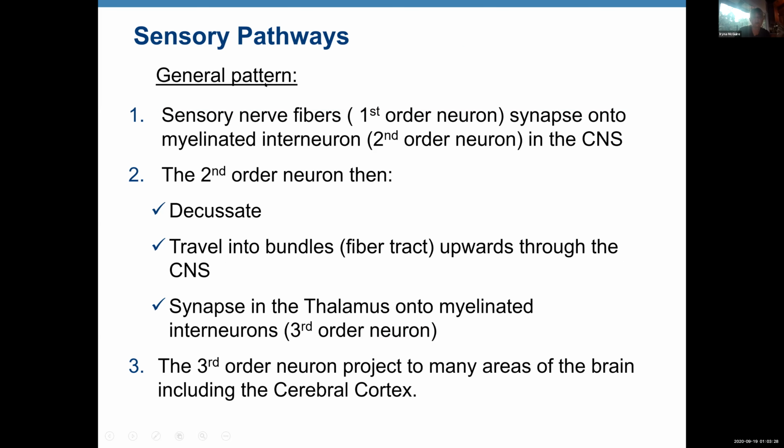Now, the sensory pathway general pattern. A sensory nerve fiber that we call a first order neuron synapses onto a myelinated interneuron that we call a second order neuron in the central nervous system. Then we have a third order neuron. So in general, we need three neurons for sensory information to go from the periphery to your brain. The second order neuron decussates, that means it moves from left to right, from right to left. It travels in bundles upward through the central nervous system and synapses in the thalamus onto a myelinated third order interneuron, and the third order neuron projects to many areas of the brain, including the cerebral cortex.